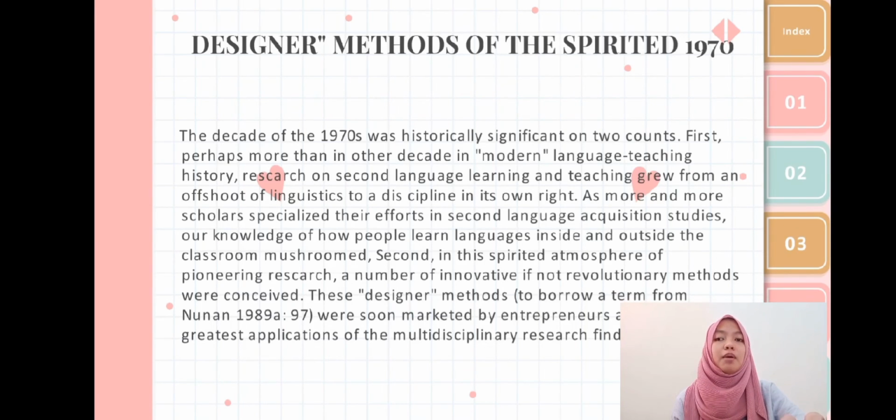And the fourth is Total Physical Response from James Asher in 1977. The development of Total Physical Response actually began with experimenting with TPR in the 1960s, but it was almost a decade before the method was widely discussed in professional circles.